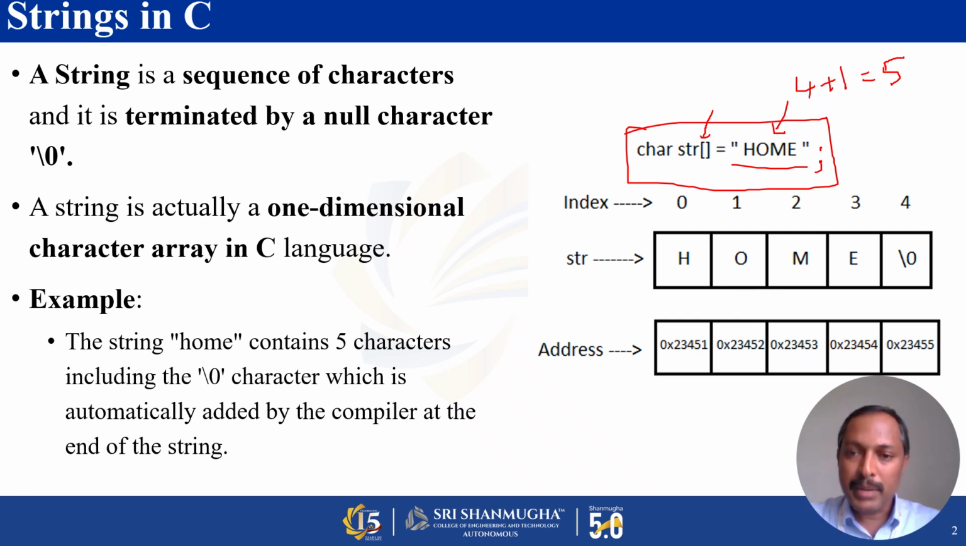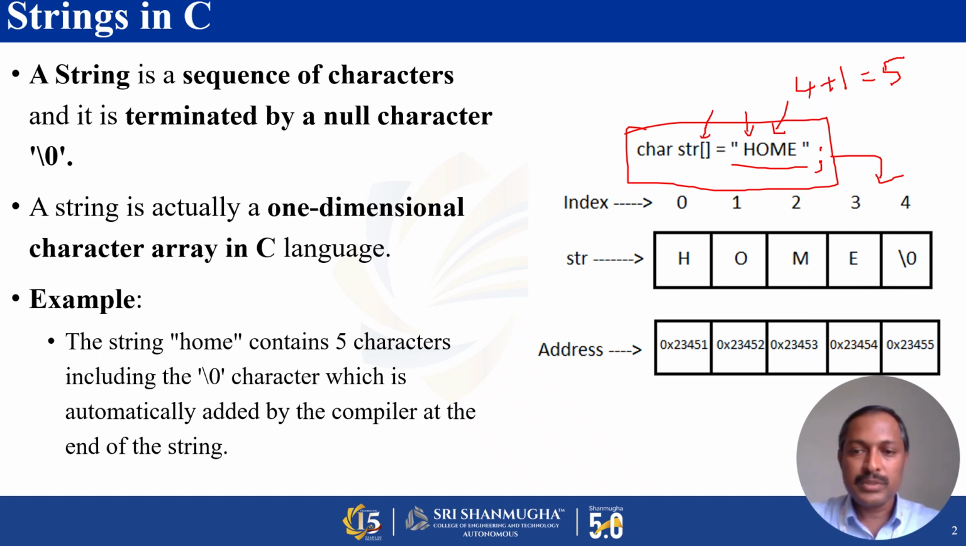How is it stored in memory? Each character can be accessed with the help of an index only. The first character's index starts with 0. For example, HOME\0, where \0 is the null character. H is accessed with the help of index 0, O is accessed with index 1, and E is accessed with index 3.